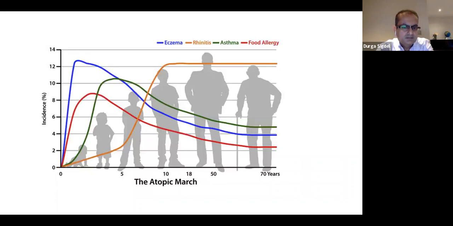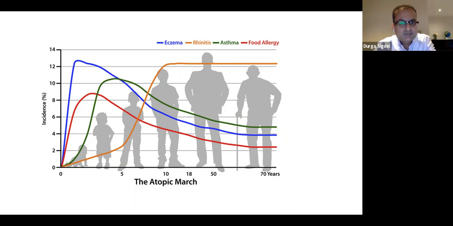A little bit about the atopic march. The atopic march talks about the natural history of allergic disease. So what happens in the allergy comorbidities? The main four types of allergy comorbidities are food allergy, asthma, eczema, and rhinitis. If you look at this graph, the horizontal line or x-axis is the age, and the vertical line or y-axis is the incidence of allergy of that particular condition.